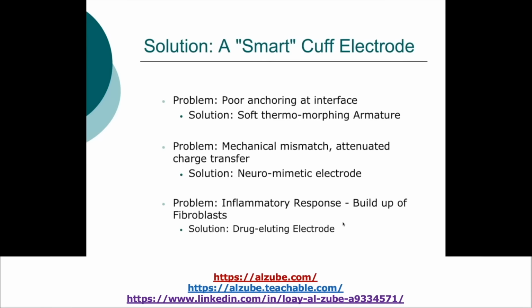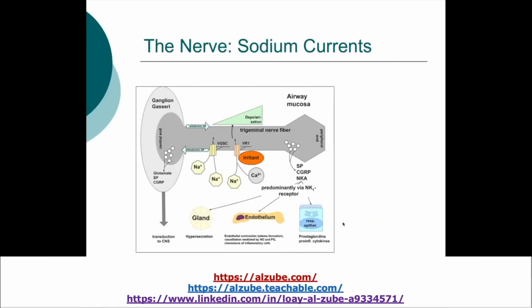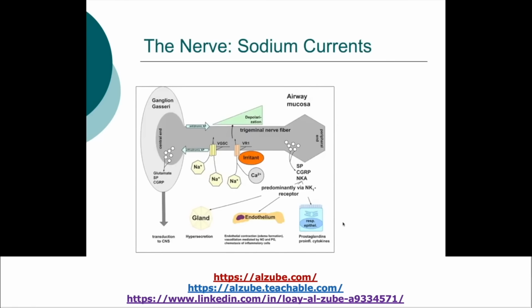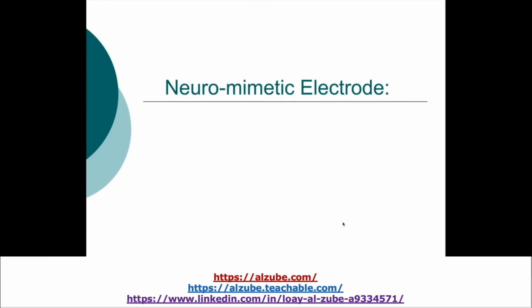So we developed neuromimetic electrodes, in which it's like the nerve. What the nerve is doing is that you have sodium current, right? Sodium going in and out. The neuromimetic electrodes have pyrrole and polysodium acrylate deposited on metal electrodes. So we can have those to enhance the material on the surface. And we have something called polymerization, and then deposited on. So you have even more gels or more polymers deposited on other polymers, in order to be able to create neuromimetic electrodes.